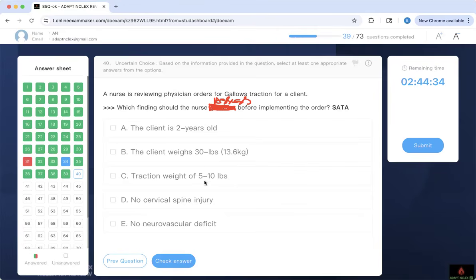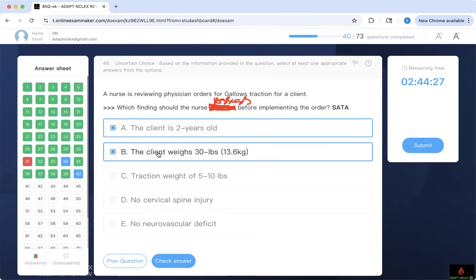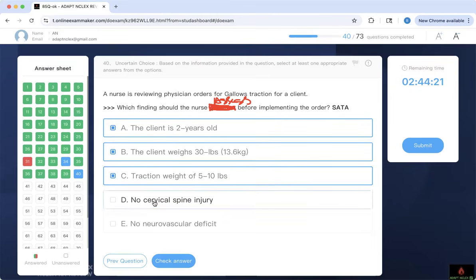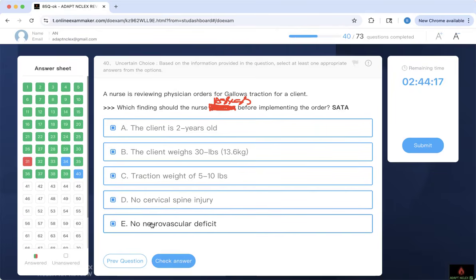Gallows traction is designed for 2 to 3-year-old kids. They have to be maximum 30 pounds. The weight of the traction, 5 to 10 pounds. They should not have cervical injury, and there should be no neurological deficit. These are questions I want you to pay attention to. Write it down. Gallows traction. These are the conditions you have to satisfy before we can give it.